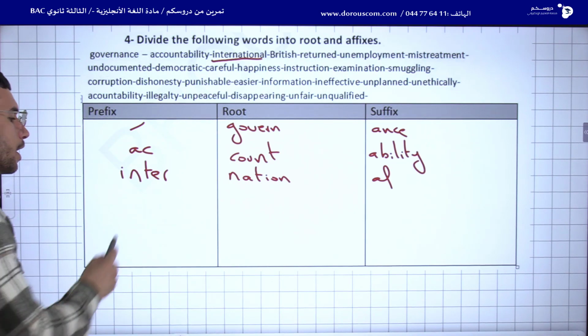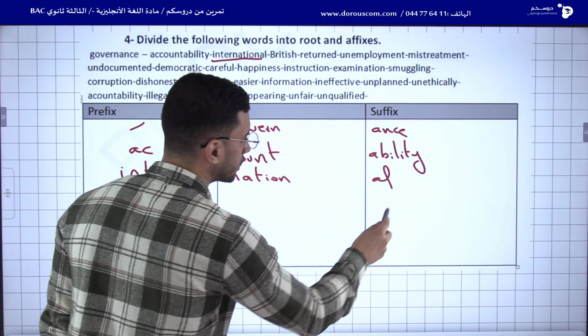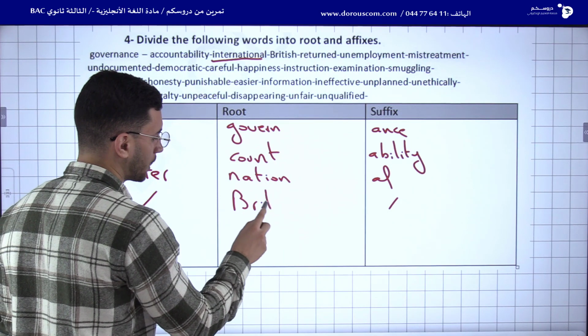Okay, British. British has neither prefix nor suffix. British is a root.